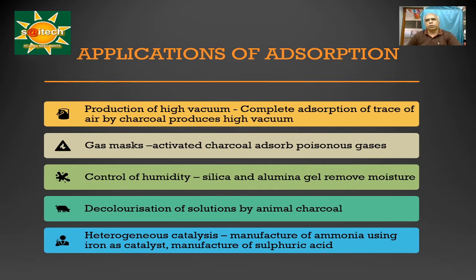Production of a high vacuum. That is by introducing charcoal in a vacuum chamber. It further absorbs even the trace of air, and thereby you can increase the vacuum capacity also. So it produces high vacuum.